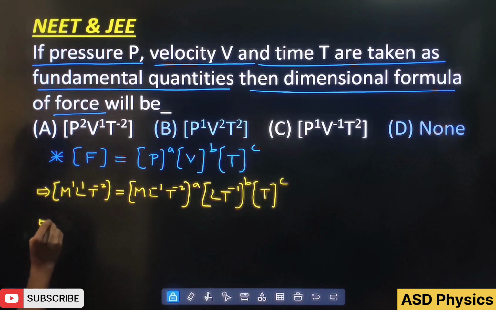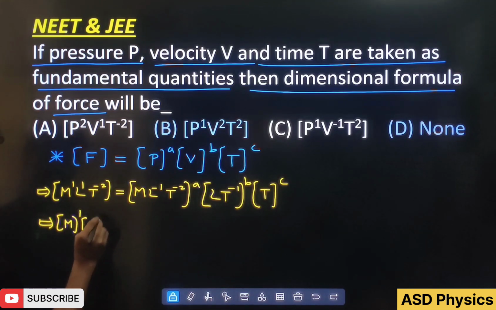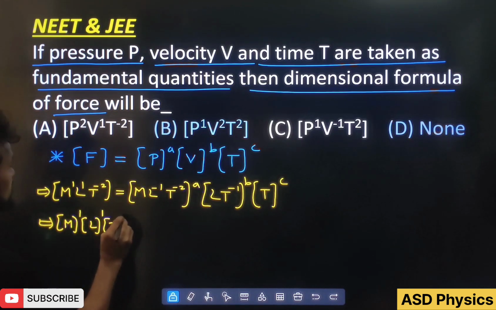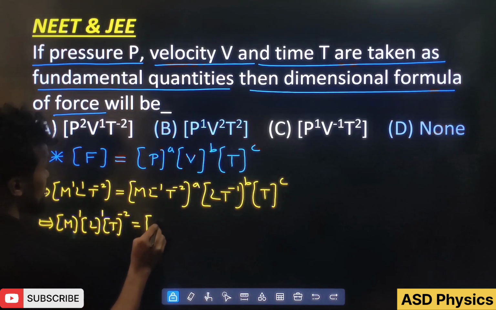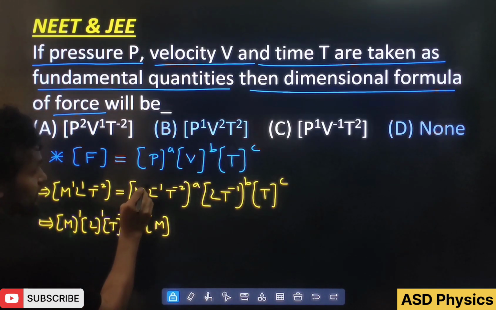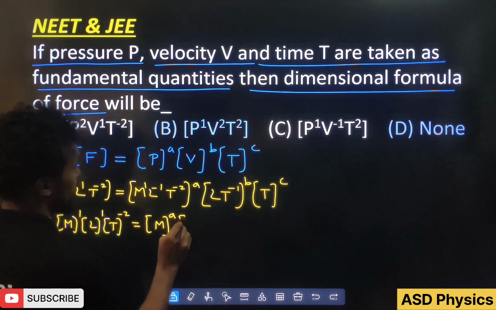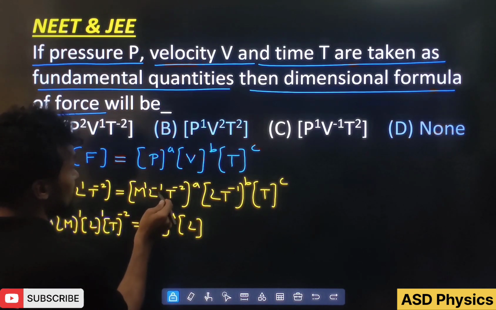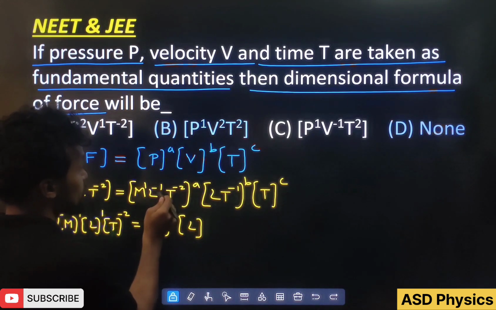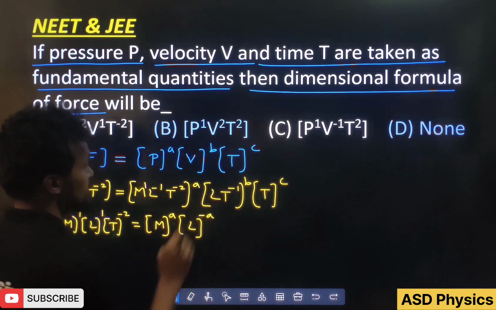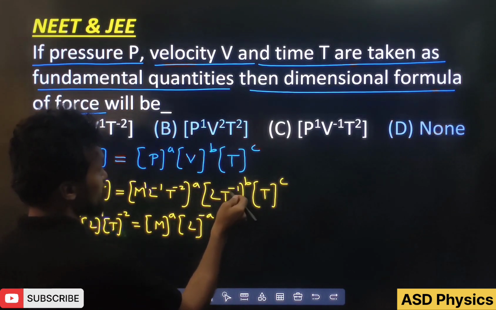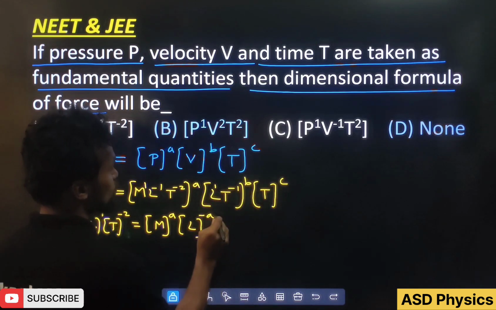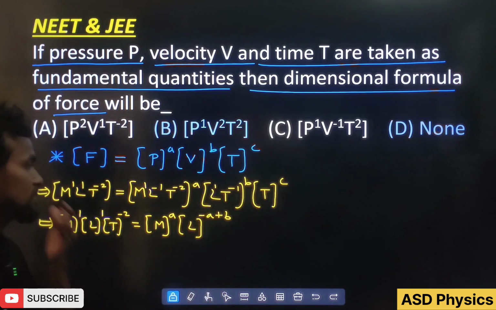Now we can write M power 1, L power 1, T power minus 2 is equal to the following. M power: 1 into a, so M power a. L power: minus 1 into a, so minus a, and L power 1 into b, so plus b. So L power minus a plus b.